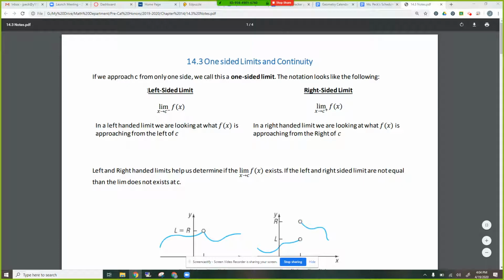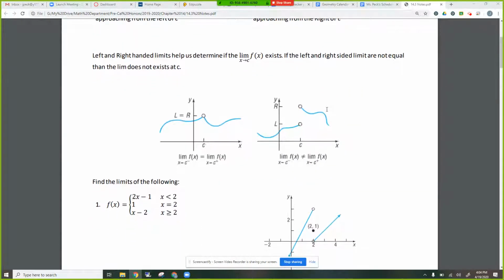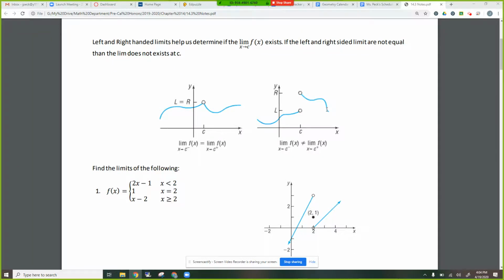When we're talking about left-handed limits, we denote them with a little negative sign here. And when we are talking about right-sided limits, we use the positive sign. So we use the negative sign for left and the positive sign for the right side. The left-handed and the right-handed limits help us determine if the limit exists.